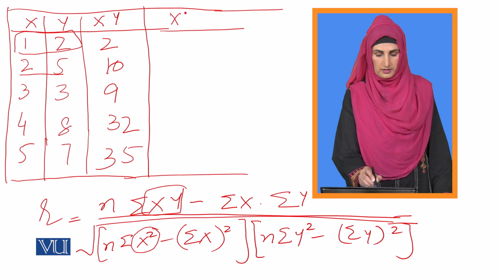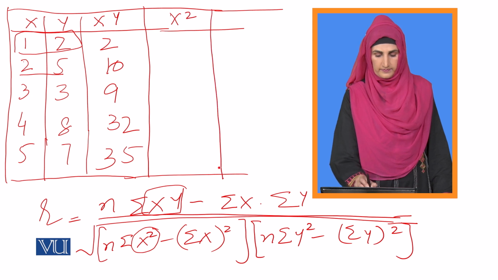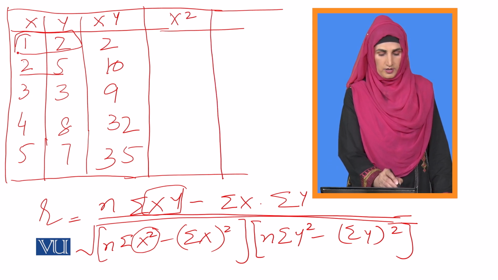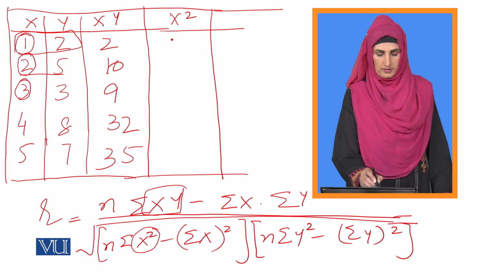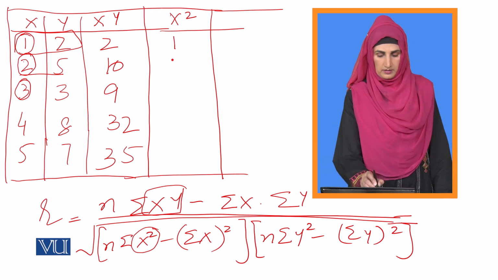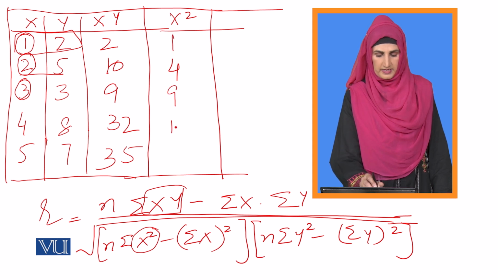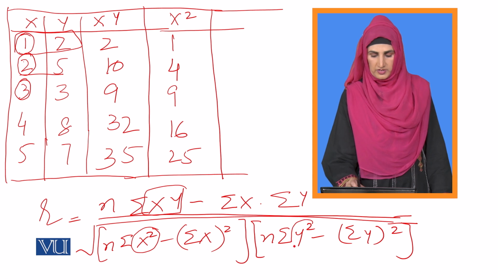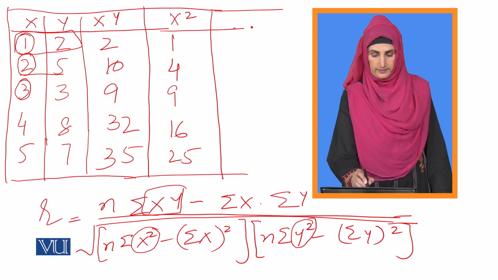Next, we need the sum of x square. Square of x values 1, 2, 3, and so on: 1, 2 square is 4, 9, 16 and 25.